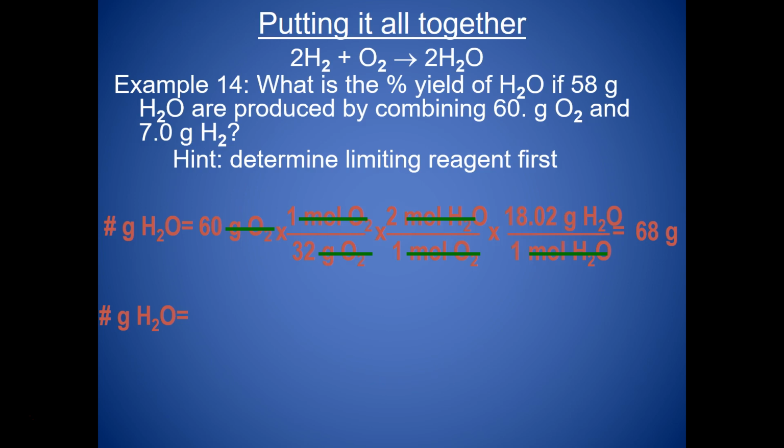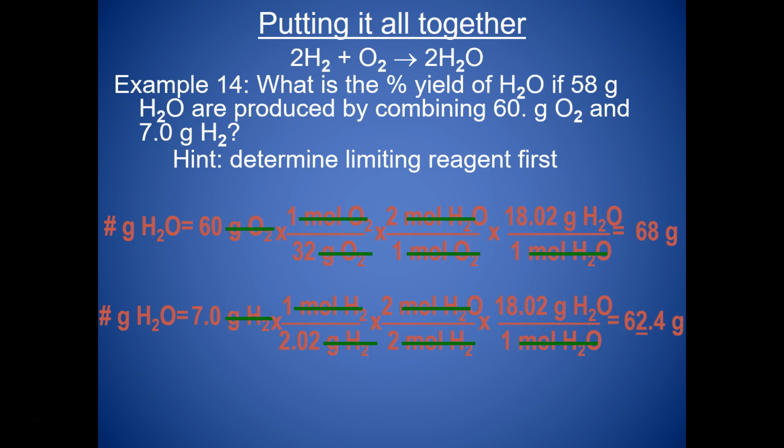But what if we are talking about hydrogen instead? So we have 7.0 grams of hydrogen. Use the molar mass of hydrogen. Use the mole ratio. And then use the molar mass of water to get 62.4 grams. So what that means to us is our water is limited by how much hydrogen we have because its number is lower. So now we're going to figure out our percent yield.